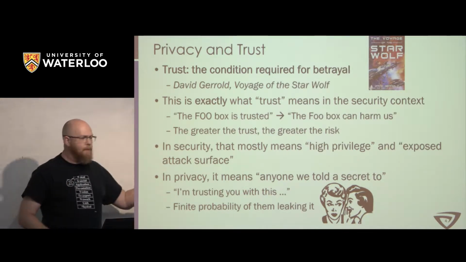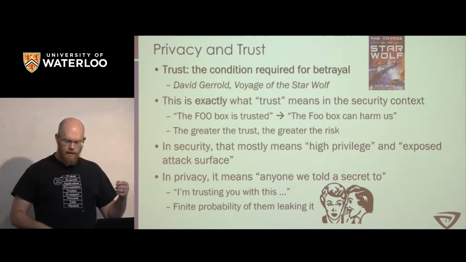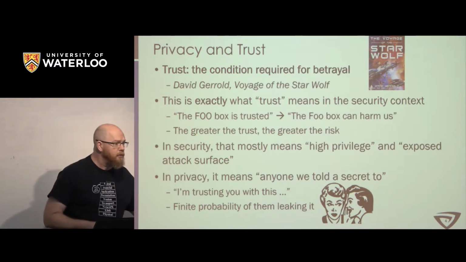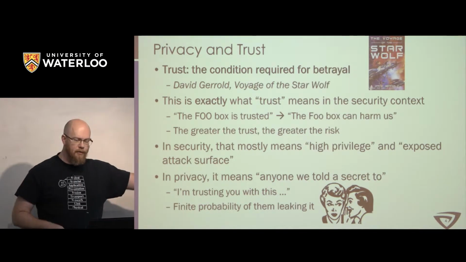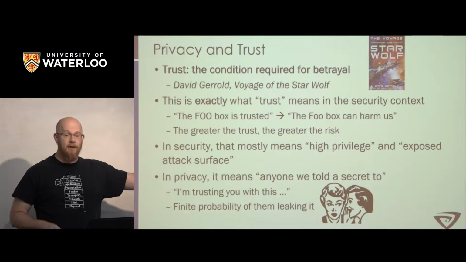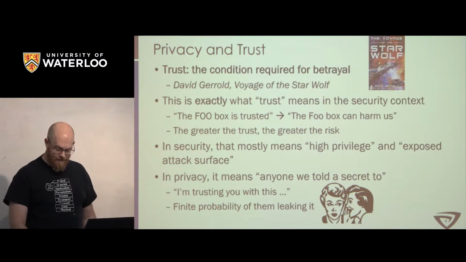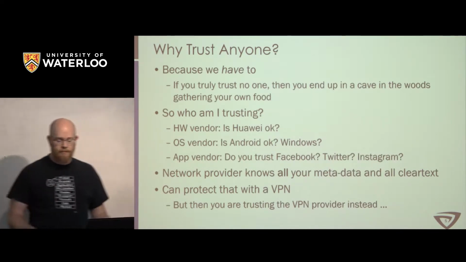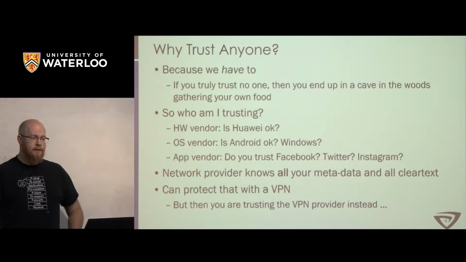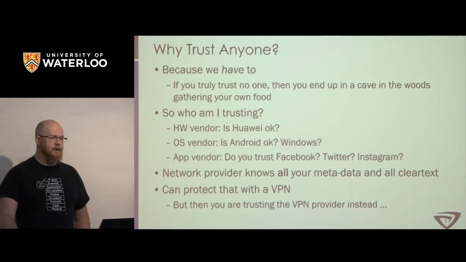In privacy, it means anyone we told a secret to. I'm trusting you with this. Great. Now there's a finite probability that the person that you told it to will leak it to someone you didn't want to tell it to. That's why it's trust. Why should we trust anyone? Because we have to. If you truly trust no one, then you end up in the woods living in a cave and hunting rabbits.